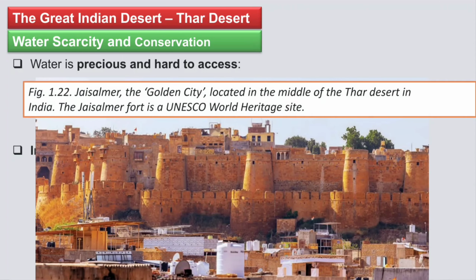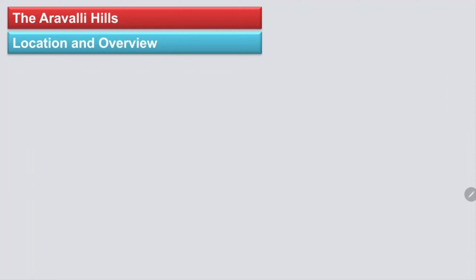So this is the image of Jaisalmer city, which is also known as the Golden City, located in the middle of the Thar Desert in India. And this Jaisalmer Fort is also a UNESCO World Heritage Site, okay. So this has been declared a World Heritage Site by UNESCO. Next we have the Aravalli Hills. So now let us go to the Aravalli Hills.